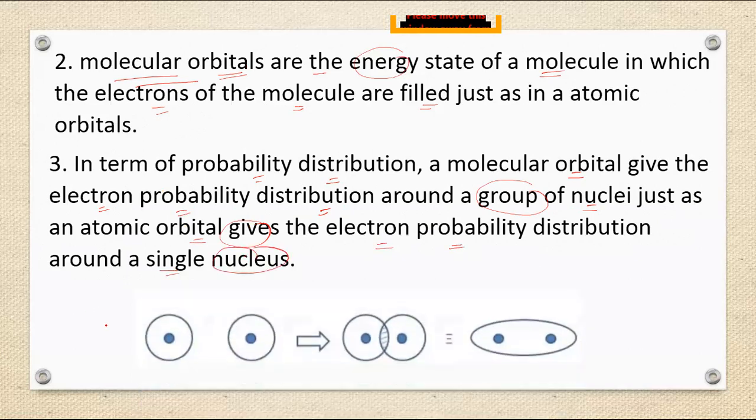See here, this is an atom, and in this atom this is the nucleus. Around this nucleus, in a three-dimensional region of space, the probability distribution of the electron takes place. Similarly, in another atom, the electrons are distributed around its nucleus.